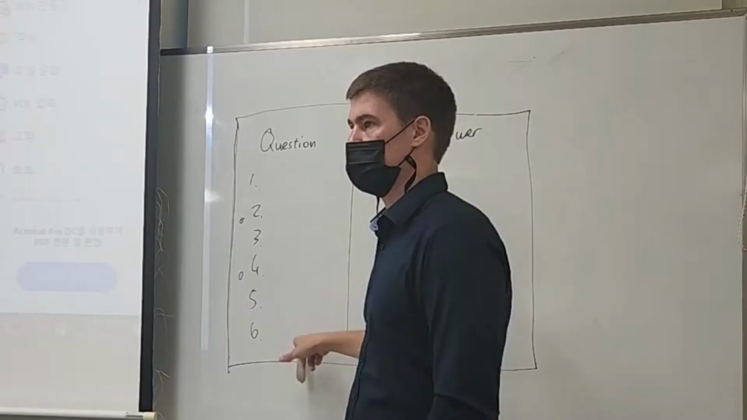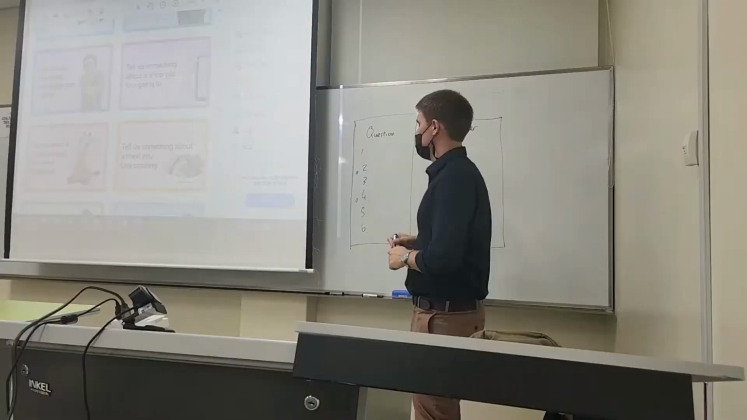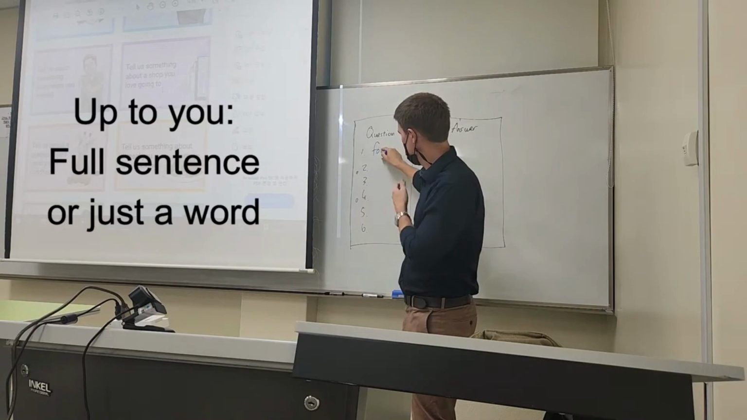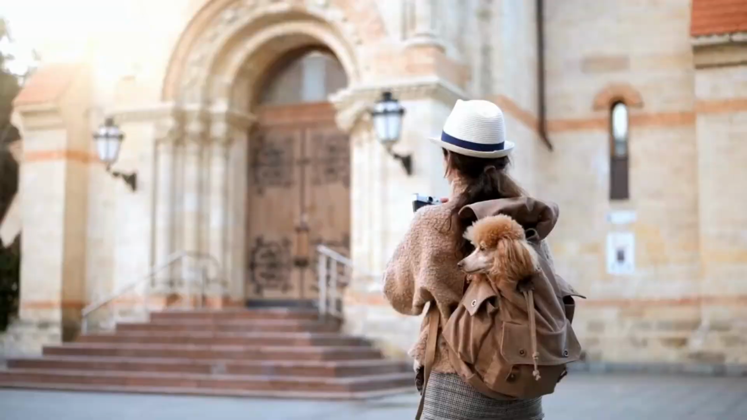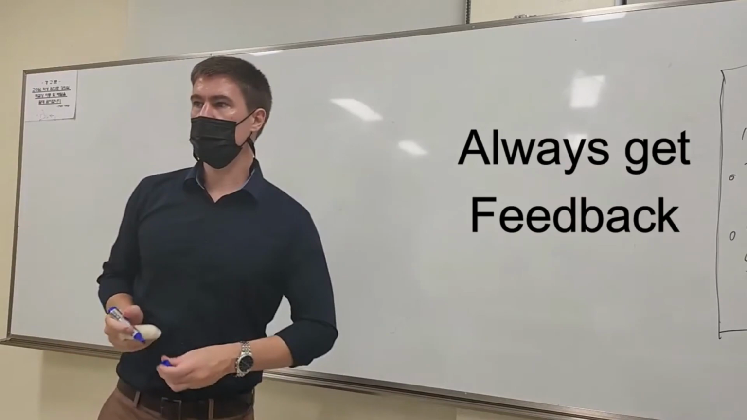What makes you happy? Write down 6 questions. You can write the full sentence, or you could just write down food, or you could just write down celebrity. Do you have a pet? What is your favorite weather or season? Where do you want to travel to in the future? I want you to tell me about one friend.